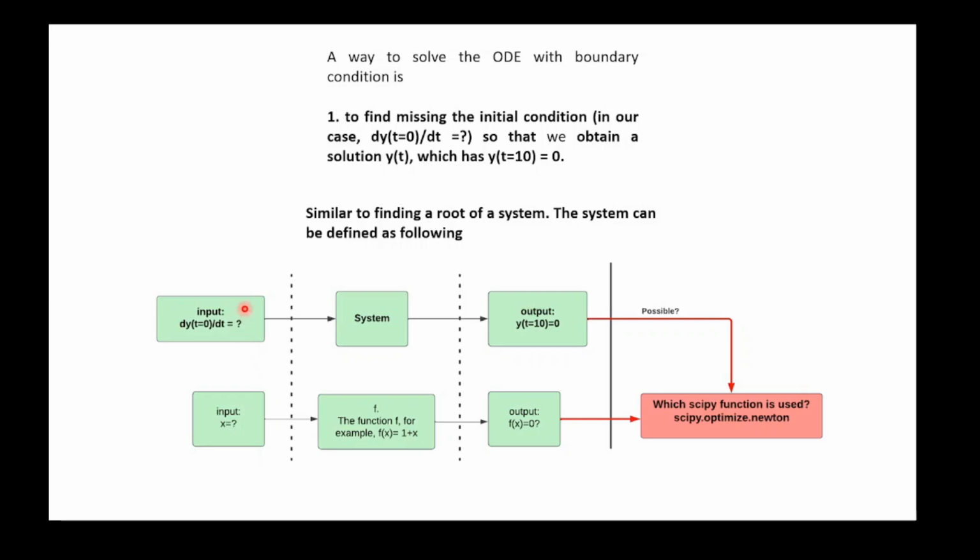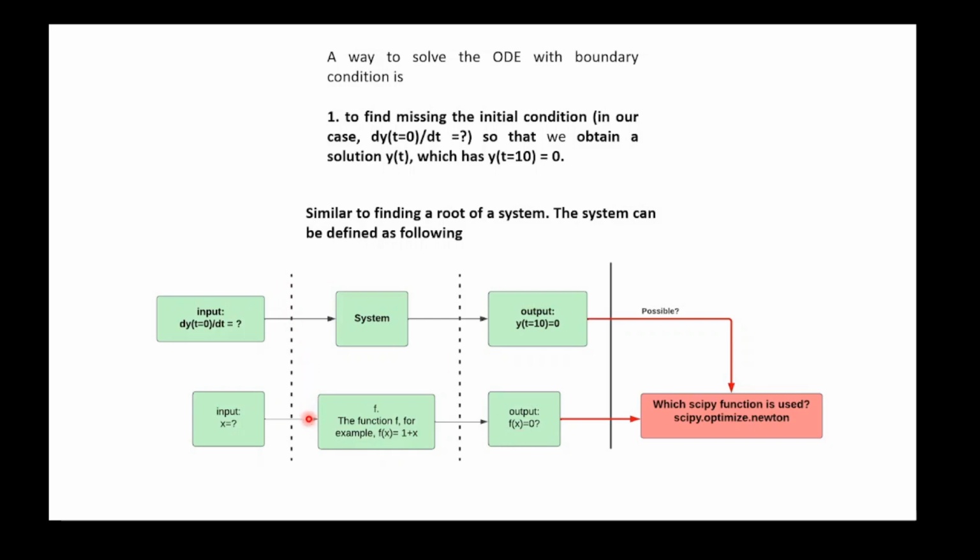For example, our input here looks quite complicated, but if we somehow simplify it into an input of a variable x, and our system is simplified like a function f(x) = 1 + 0, and the output is where our f(x) equals 0. It means the x that we want to find at the input is the root of our function, right? Because we need to find the x where our f(x) is equal to 0.